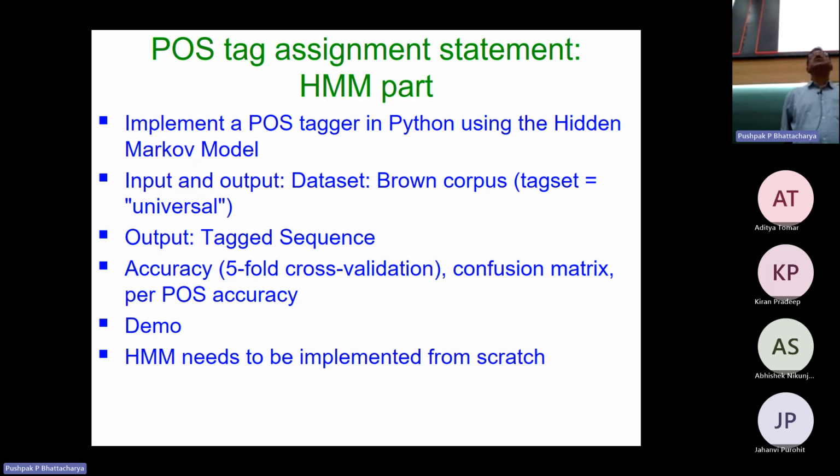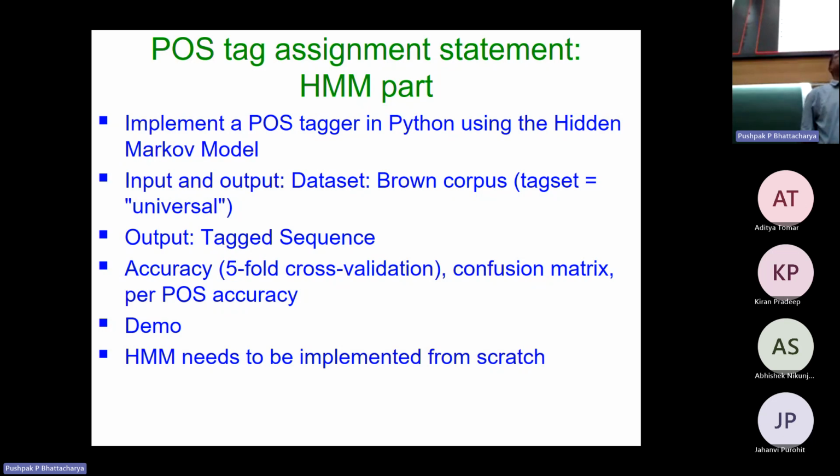Okay, DT sometimes is confused with noun, or adjective. So this exercise you should do, and your demo should work. I would like to give you new sentences, and the system should produce the correct part of speech. Then the hidden Markov model needs to be implemented from scratch.